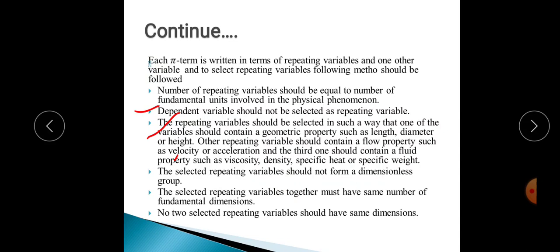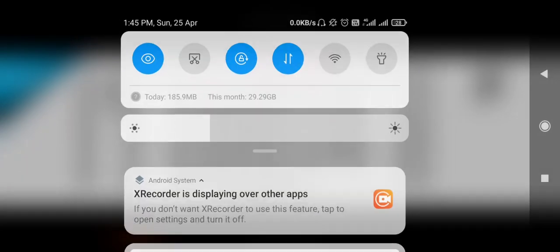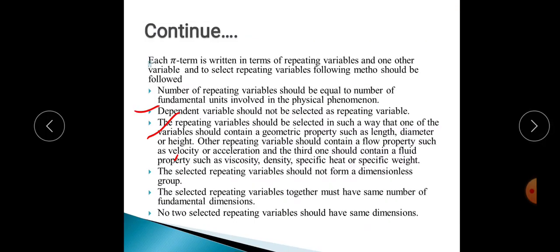And one more important point is that no two selected repeating variables should have the same dimensions. Two selected variables cannot have the same dimensions. They must have different dimensions. Alright.